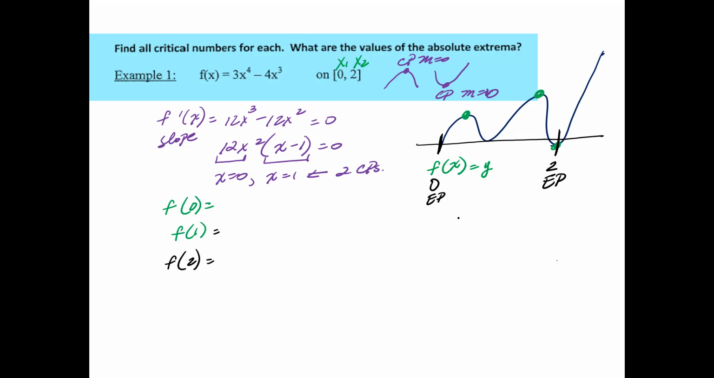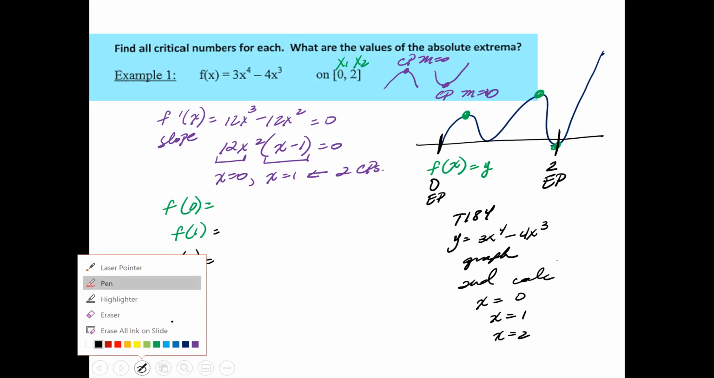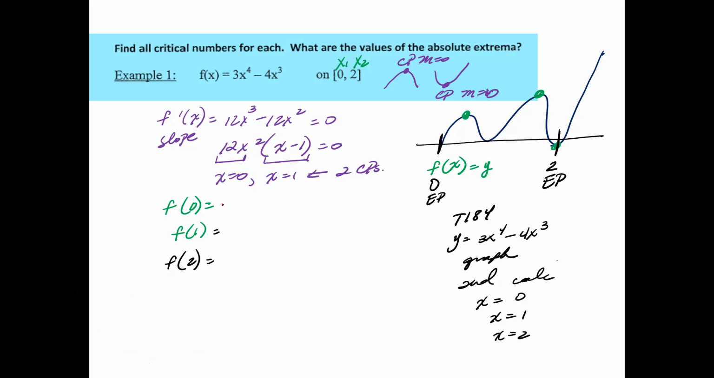So what I would suggest doing is on your TI-84, you want to do y equals 3x to the fourth minus 4x cubed, hit graph, and then take a look at the graph itself, but then do second calc, and type in the values of 0, 1, and 2, and then it should give you the answers, rather than putting in the x values by hand, because we want to minimize the chances of making mistakes and errors. Your y values should be 0, -1, and 16.